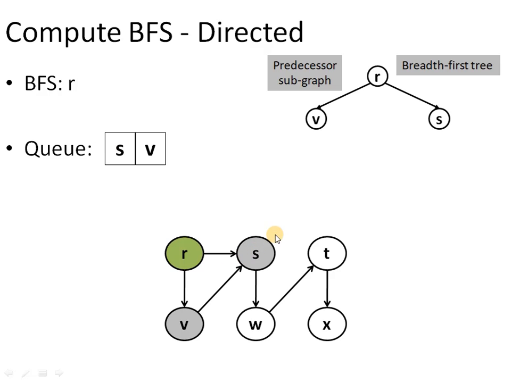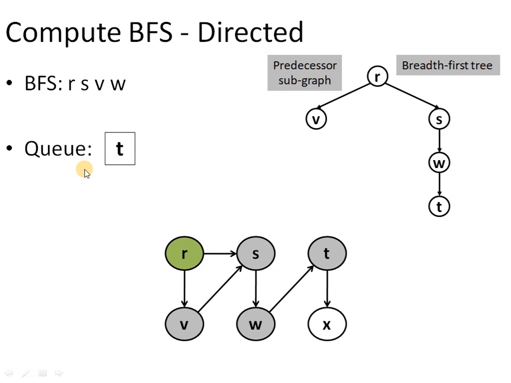Then S will be DQ'd, and S is adjacent to only a single vertex, that is W. So W will be added to Q and as a child of S. So we have updated all the things. Then V will be DQ'd. V is adjacent only to S and it is already visited. So we will only DQ V and no other change will be there. Then W will be DQ'd. W is adjacent to only T. So T will be NQ'd in Q. So we have NQ'd T and added it as a child of W.